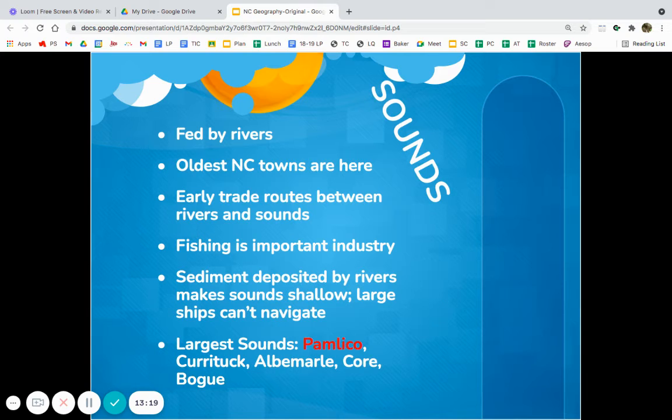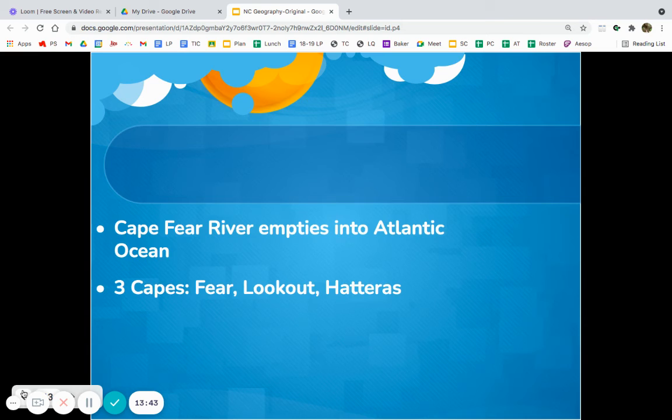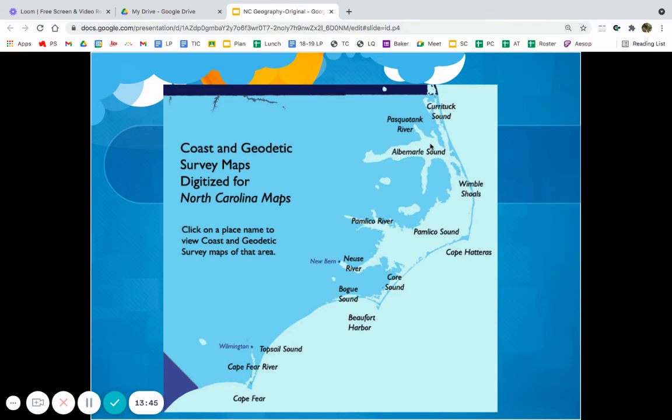Now, I showed you the sounds with Pamlico Sound and Albemarle Sound. They are fed by rivers, as I mentioned. That is that fresh water emptying into them. They also have the salt water coming through the inlets. Some of the oldest towns in North Carolina are situated there. When the settlers first came over, they settled around sounds because I'm going to back up just a minute and go to this map right here. We'll just use this map.